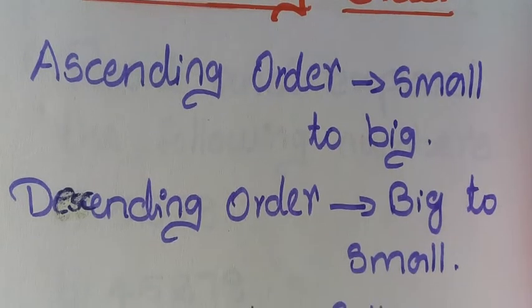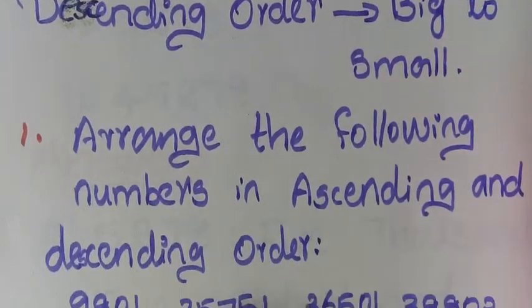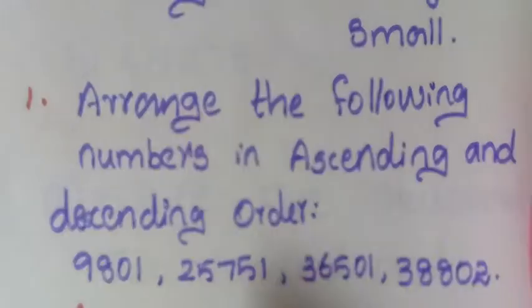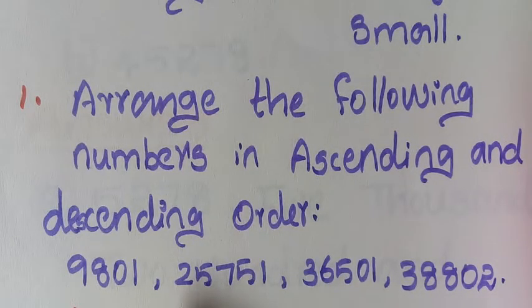Now we will check one example question. Arrange the following numbers in ascending and descending order. Children, do you know to read the numbers? I hope you know to read the numbers since we studied reading of numbers in 5th standard. Is it not? So you also read with me. The numbers are 9801, 25,751, 36,501 and 38,802.